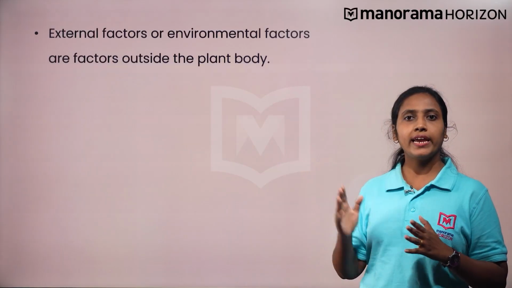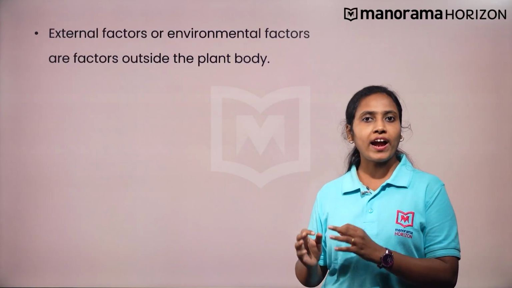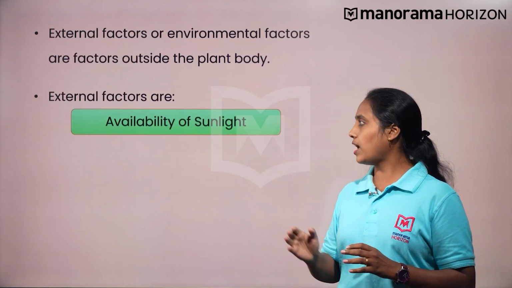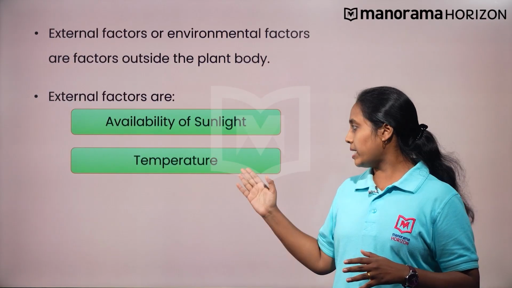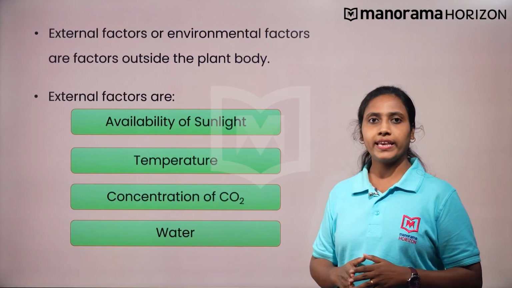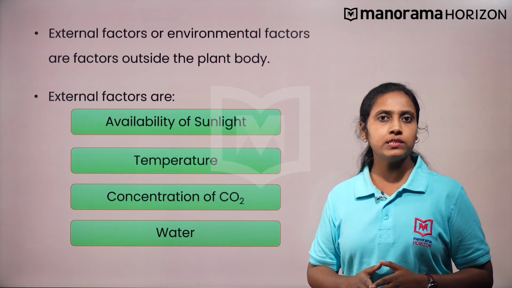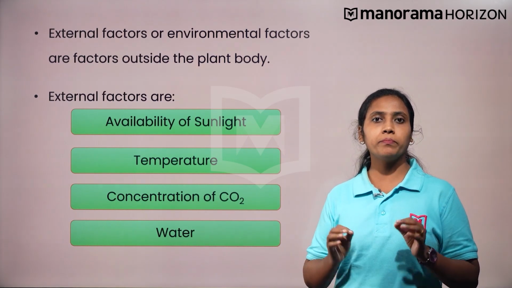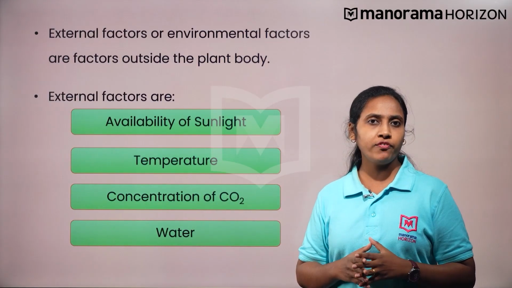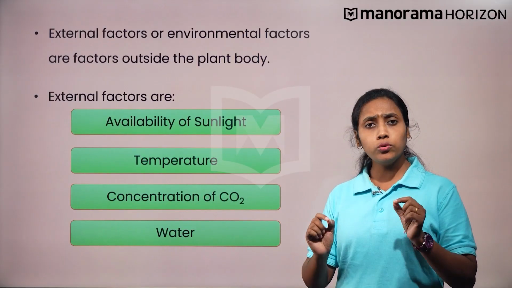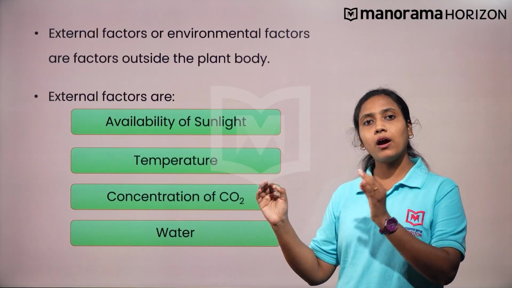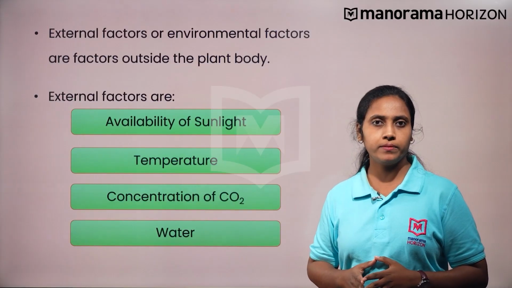External factors or environmental factors are the factors outside the plant body. These factors are the availability of sunlight, temperature, carbon dioxide concentration, water, etc. The rate of photosynthesis is affected drastically by these factors. Although many factors interact and affect the rate of photosynthesis, usually one major factor acts as the limiting factor if the amount is not present at the optimum level.